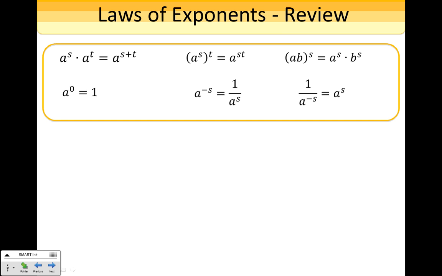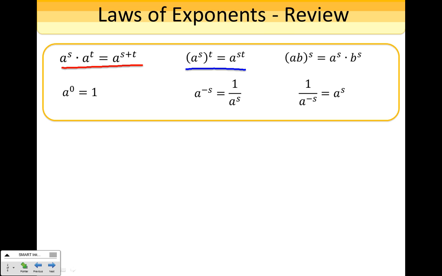So the first one, we have multiplication. If you multiply 2 numbers together that have the same base, then you are adding their exponents. The second one here, we have a number that is raised to a power and then raised to a power again. So if you have one base and a power raised to a power, you are going to multiply those powers together. So a to the s to the t is equal to a to the s times t. So we multiplied those together.